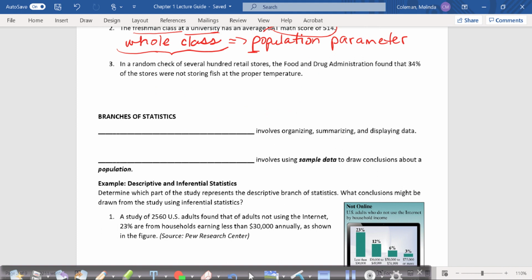All right, number 3 says, in a random check of several hundred retail stores, the Food and Drug Administration found that 34% of the stores were not storing fish at the proper temperature. So again, we have a random check of several hundred retail stores. It doesn't say there are retail stores in a state or retail stores across the United States. So it's just a random check of all of these stores. Therefore, it's not all stores, and since it's not all the stores, this is a sample statistic.